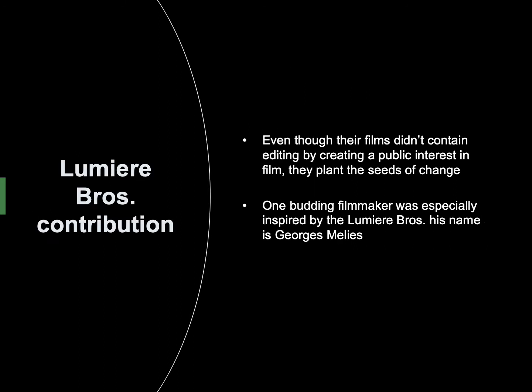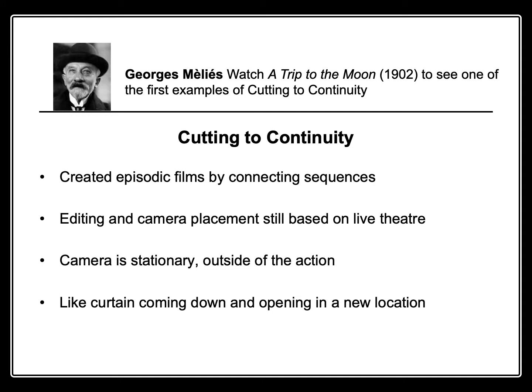Even though the Lumiere brothers' films didn't contain editing, by creating a public interest in film, they plant the seeds of change. One budding filmmaker was especially inspired by the Lumiere brothers. His name is Georges Méliès. Watch A Trip to the Moon to see one of the first examples of cutting to continuity. Cutting to continuity is what Georges Méliès was doing.